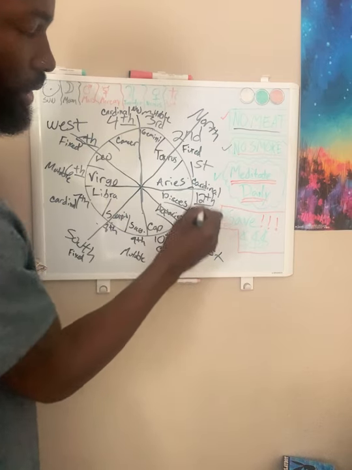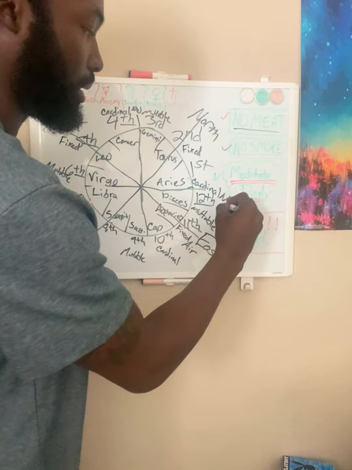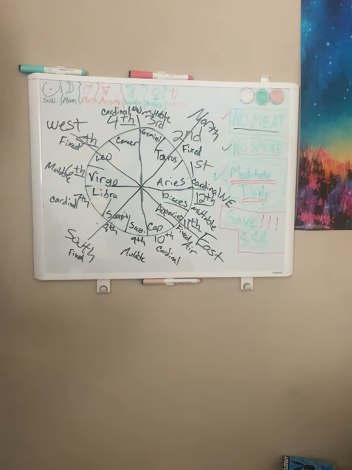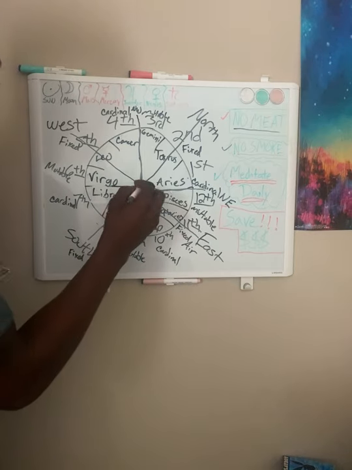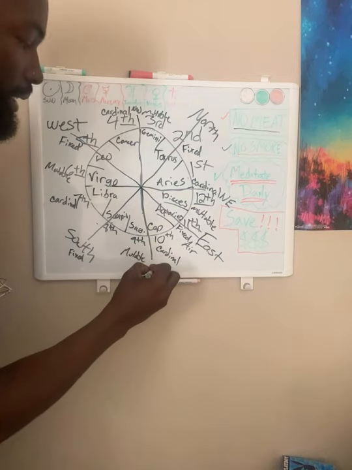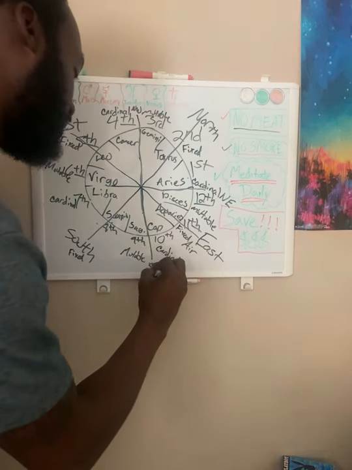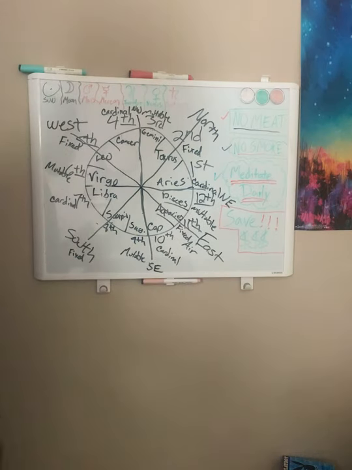Northeast. Cardinal mutable: Aries, Pisces. That'd be Northeast. All right. Then you have Southeast. Sagittarius and Capricorn, cardinal mutable, Southeast. Okay.